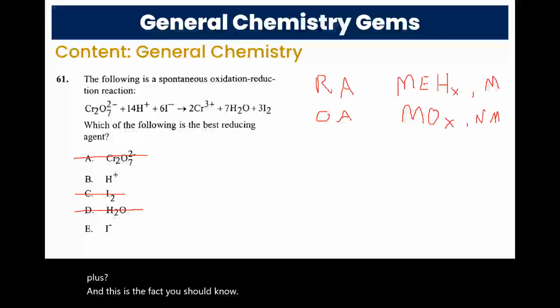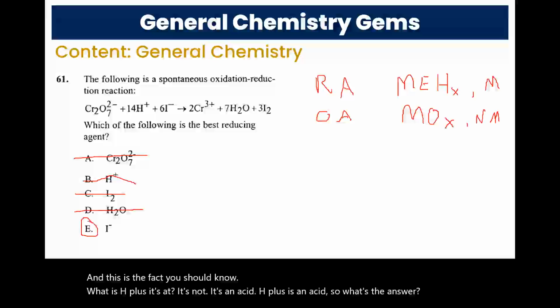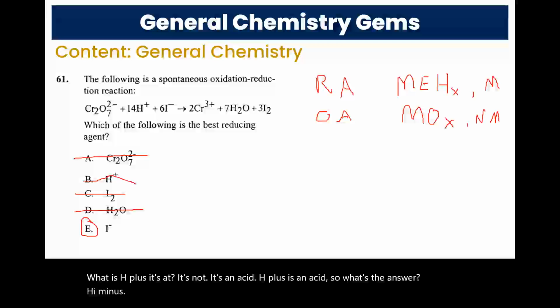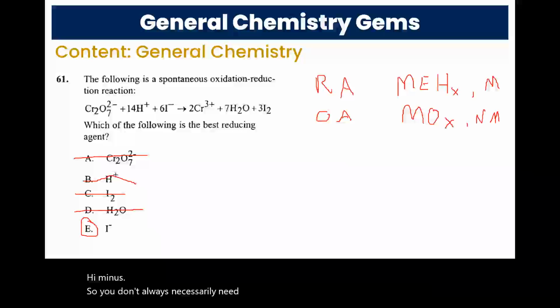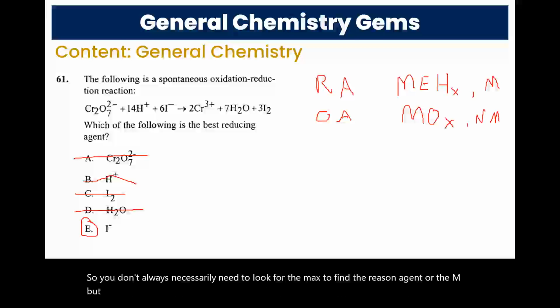What is H plus? It's an acid. H plus is an acid. So what's the answer? I minus. So you don't always necessarily need to look for the MEX to find the reducing agent, but we can get rid of the MOXes pretty easily that way.